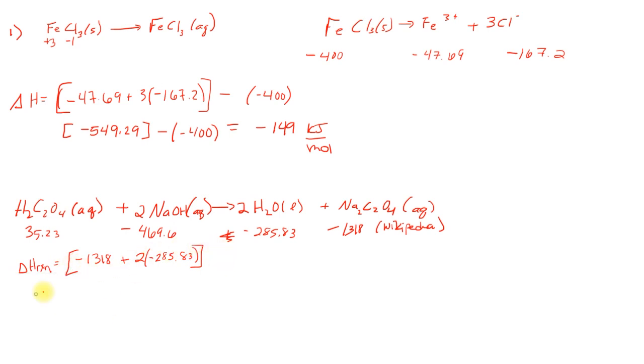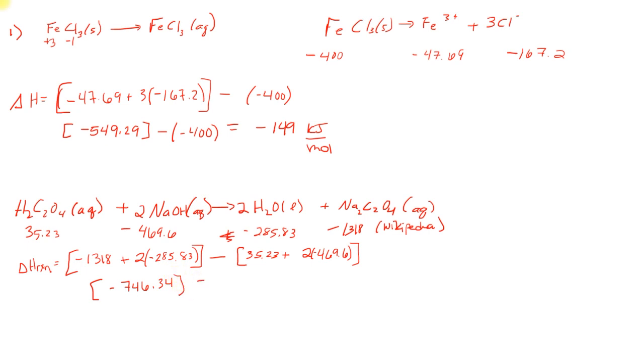Okay. So that's products. Again, multiplying the coefficient times the enthalpy for each water, minus the reactants, and here we got 35.23, and we have negative 469.6. That's going to be times 2. Okay, so for our products here we got negative 746.34. Again, I don't really care about sig figs for this.